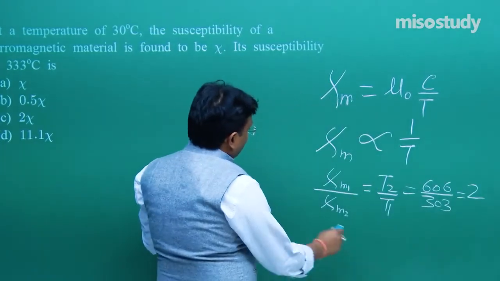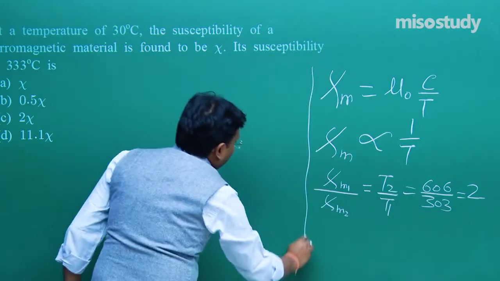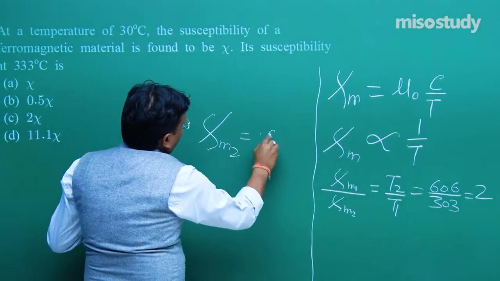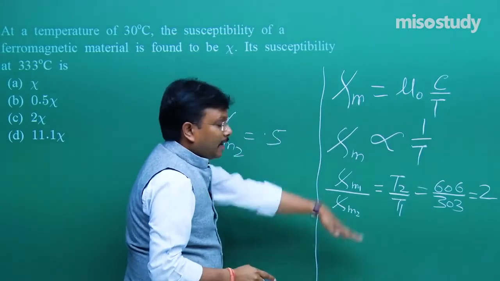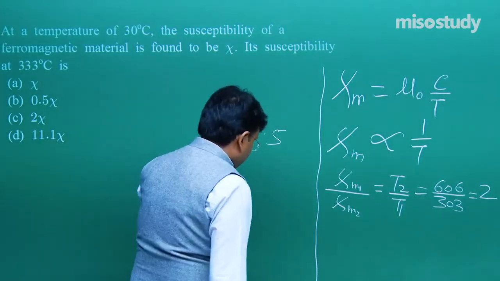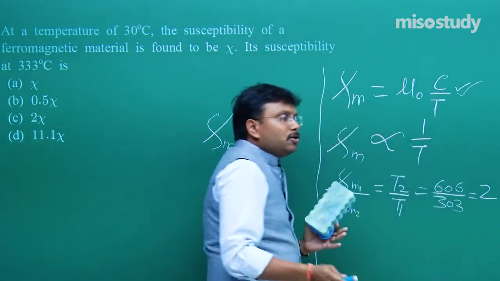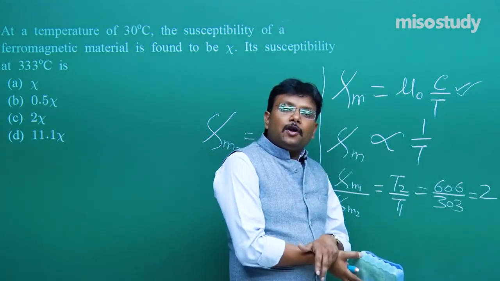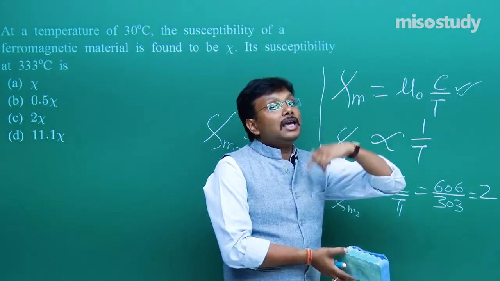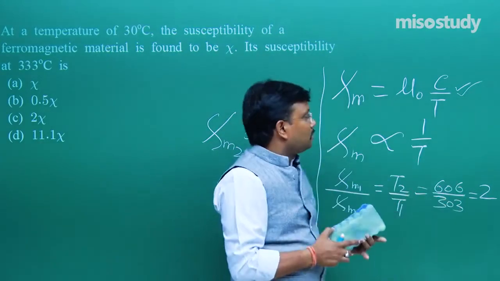So the new chi m2 is equal to 0.5, because it is going to be 1 by 2. So it will give you 0.5 or 1 by 2 value. This is important because if you start heating a ferromagnetic material, it will become paramagnetic, and if you keep on heating the paramagnetic material, finally it will become diamagnetic.